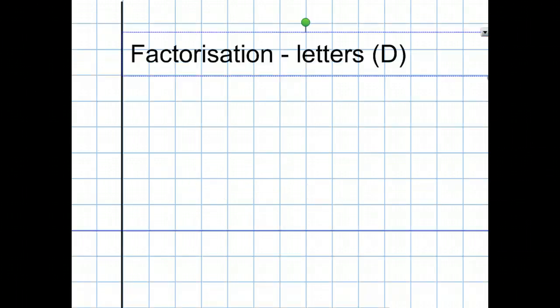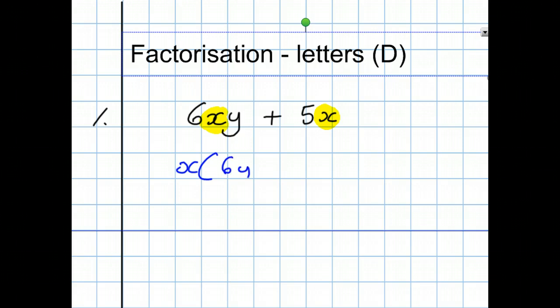Now, what about factorisation when we're looking at letters? 6xy plus 5x. What's the common factor here? The common factor is our little friend, we see him so much in algebra, the letter x. So we write x outside the brackets. 6xy divided by x is 6y. 5x divided by x is 5. You cancel out the x's. What was separating them? It was a plus sign.